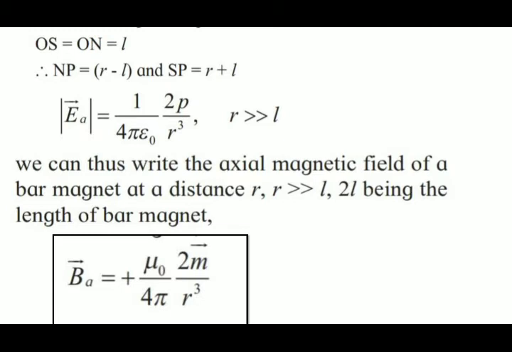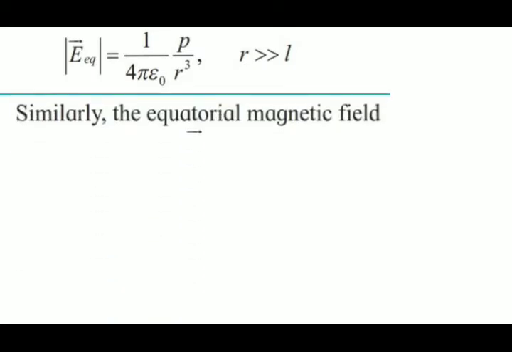Now in a similar pattern we can also see B equator, just like E equator, the electric field along the equator of a bar magnet. So here it is nothing but 1 upon 4 pi epsilon naught, P upon r cube. Similarly we can say that the equatorial magnetic field will be B equator is equal to minus of mu naught upon 4 pi, m upon r cube. P is replaced by m.